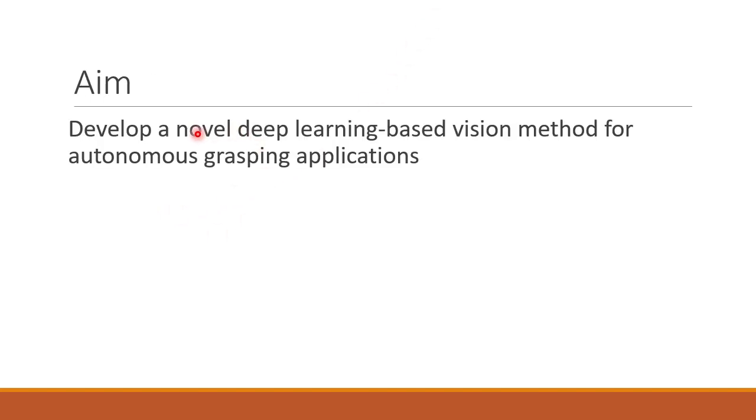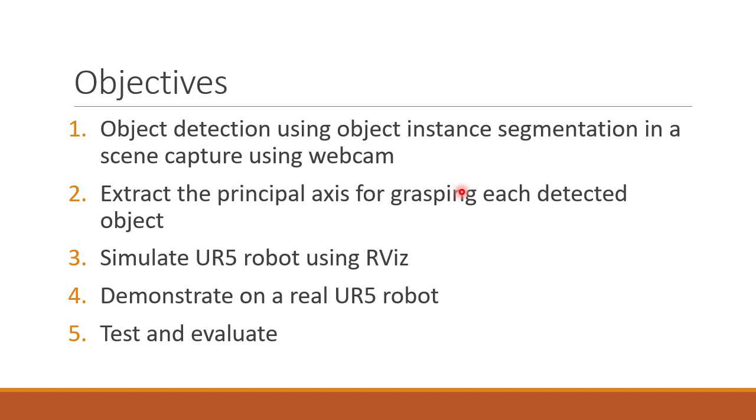The aim of this project is to develop a computer vision based method which uses deep learning techniques and shall be used for autonomous grasping applications. The objectives set forth are to detect objects using object instance segmentation in a scene captured using webcam, then extract the principal axis for grasping each detected object, simulate a UR5 robot using RViz, demonstrate grasping using a real UR5 robotic hand, and finally test and evaluate the detection and grasping.